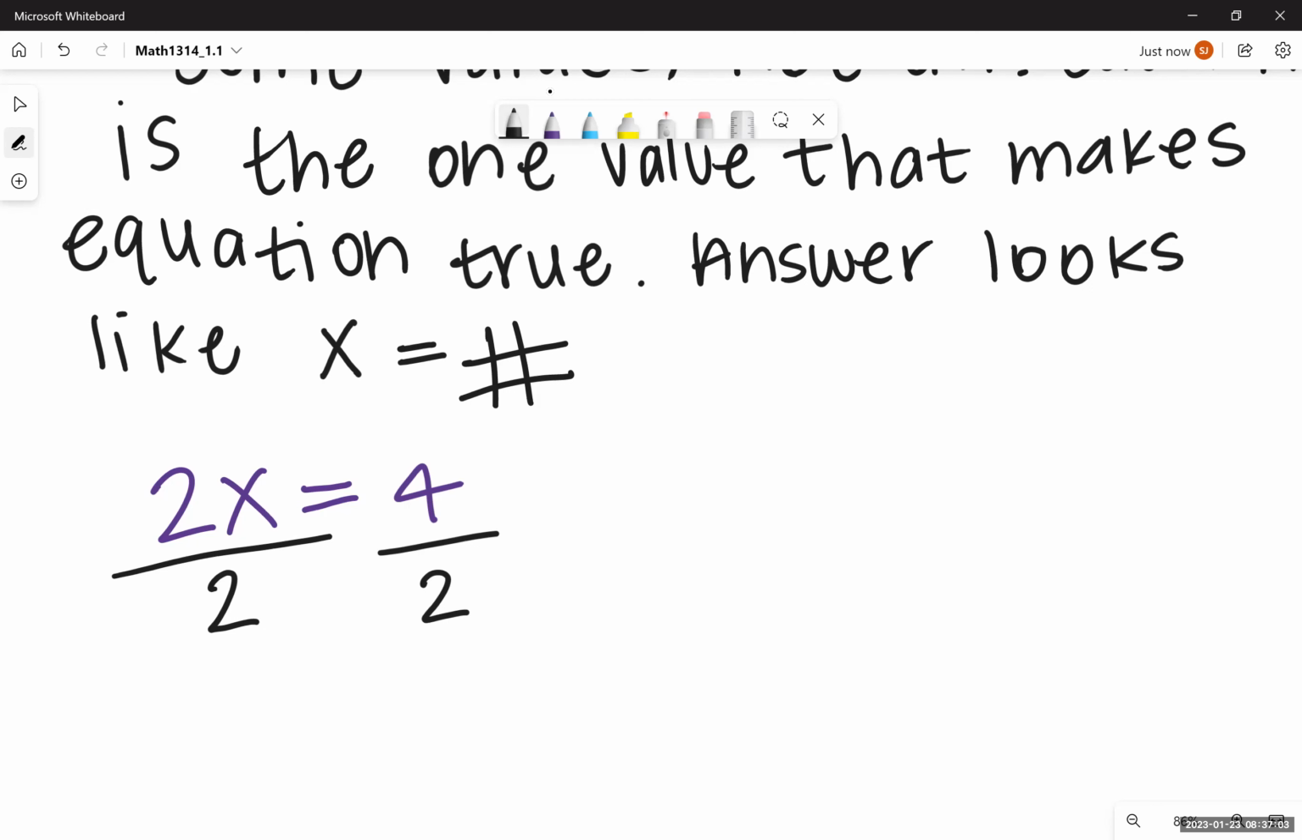On the left-hand side, 2x divided by 2, what I get is just x, right? Because 2 divided by 2 is 1. I did that for a reason. I only wanted there to be 1x left, and dividing it by 2, I now have 1x left.